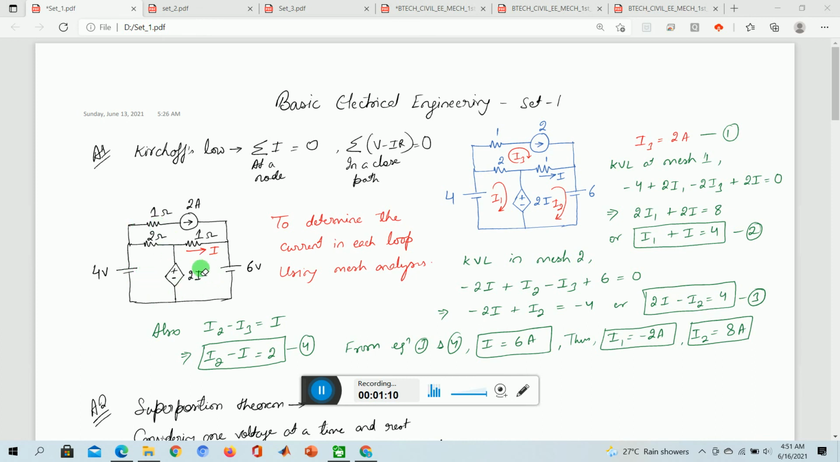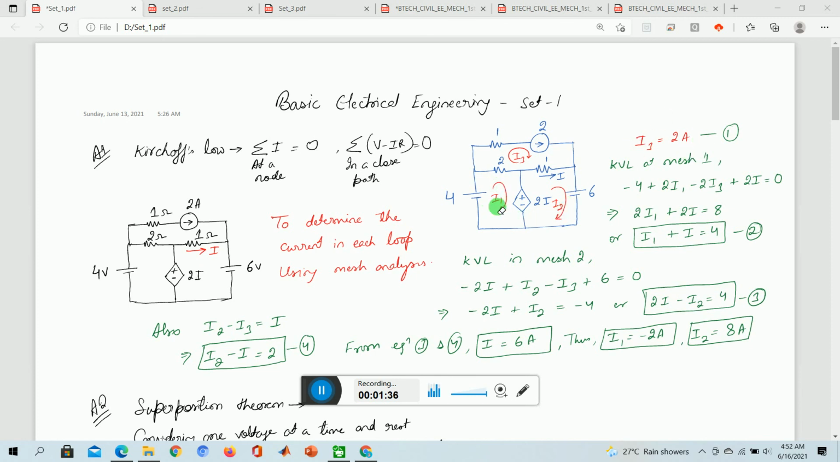So let us make it very simple. 3 loops are made, 1, 2 and 3. In loop 3, carefully see that there is a current source. This current source of 2 ampere is there only in loop 3. So we can simply write I3 is equal to 2 ampere. We can say this as a mesh also. In mesh number 3, the current is 2 ampere.